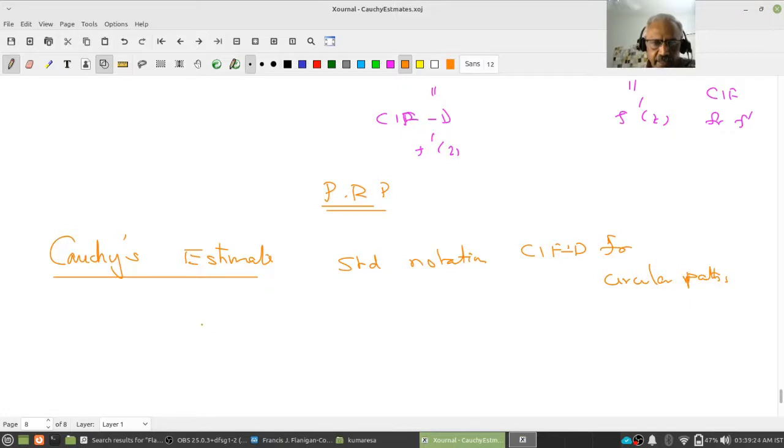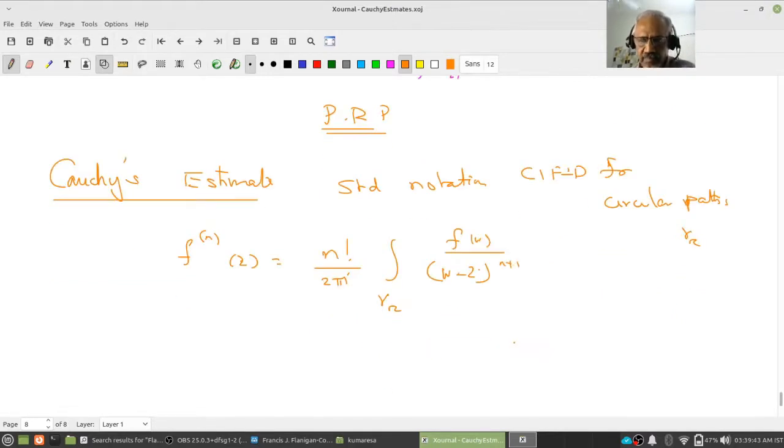Then what you have is f^(n)(z) is n factorial by 2 pi i integral over gamma r of f(w) by (w minus z) to the power n plus 1. If you want, make it z naught also, I don't care. This is therefore my gamma r(t) is z plus r e power i t, etc. Right? So let Mr be the maximum. I want to estimate mod f^(n)(z).